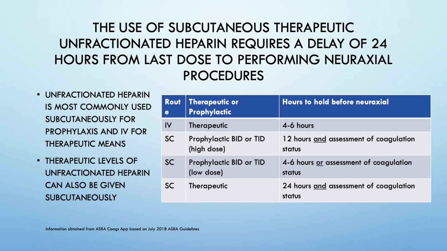After this is given, we need to wait 4 to 6 hours or have an assessment of coagulation status. Sometimes we will see also high-dose prophylactic sub-Q heparin. That can be 10,000 BID or TID dosing. When this is employed, we need to wait 12 hours and have an assessment of coagulation status.